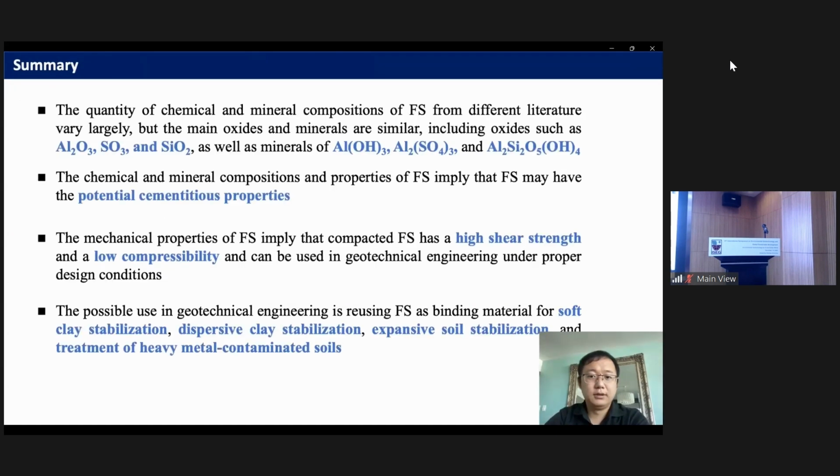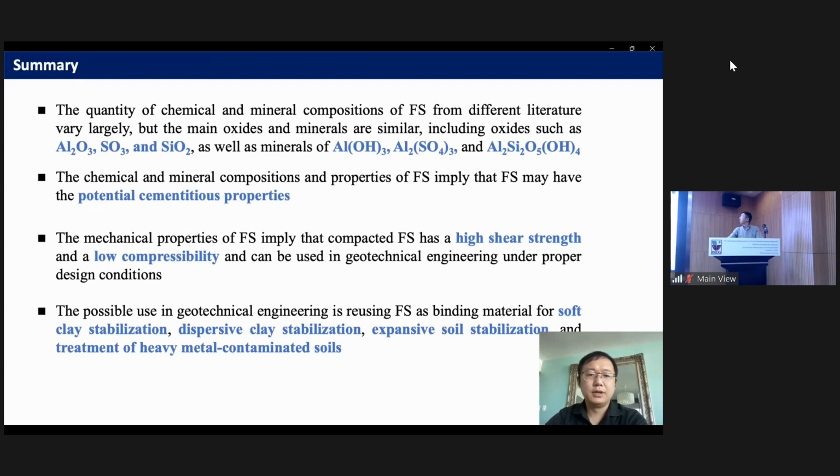I'll give you a summary. The quantities of the chemical and mineral compositions of FS from different literatures vary largely, but the main oxides and minerals are similar, including oxides such as aluminum trioxide, sulfur trioxide, and silicon dioxide, as well as the minerals aluminum hydroxide, aluminum sulfate, and kaolinite. The chemical and mineral composition and properties of freshwater sludge imply that FS may have potential cementitious properties.